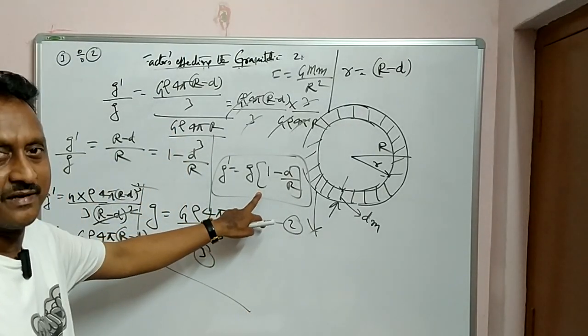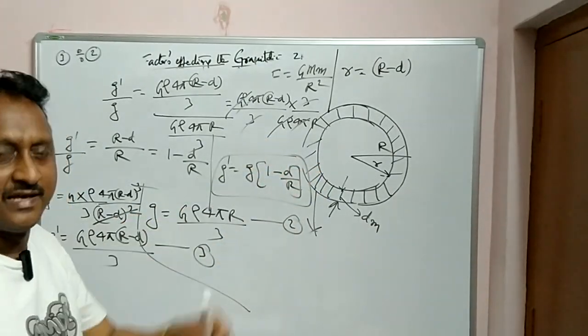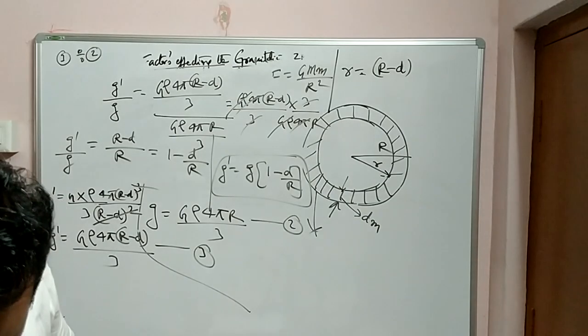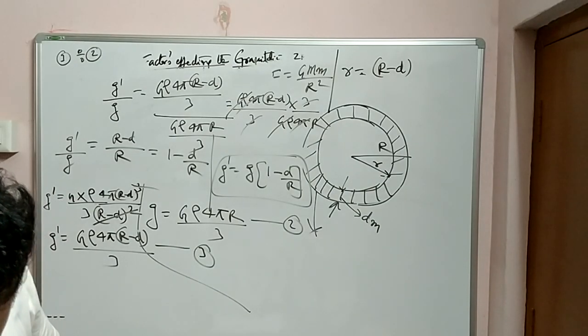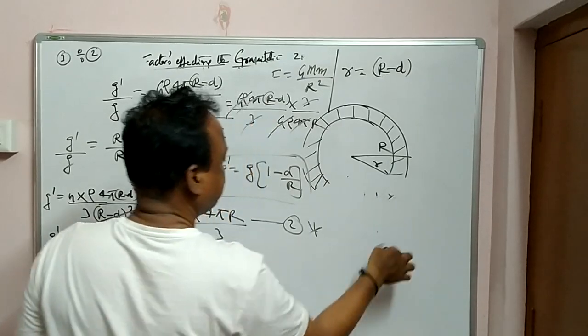You can see the equation. D is the depth in meters you have gone and R is the radius of the earth. Please note down. Clear? Okay.